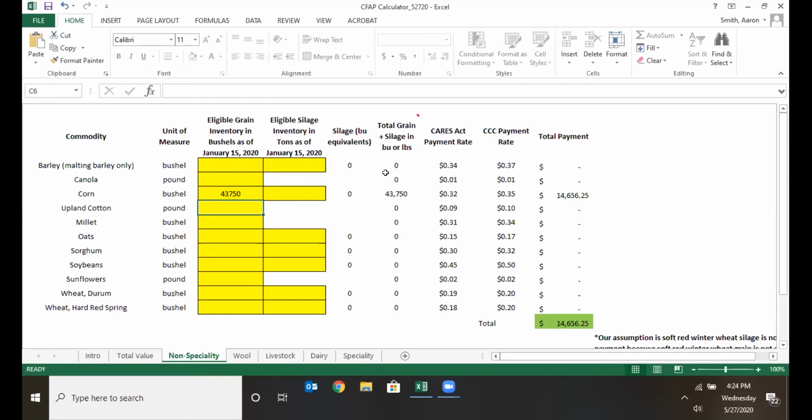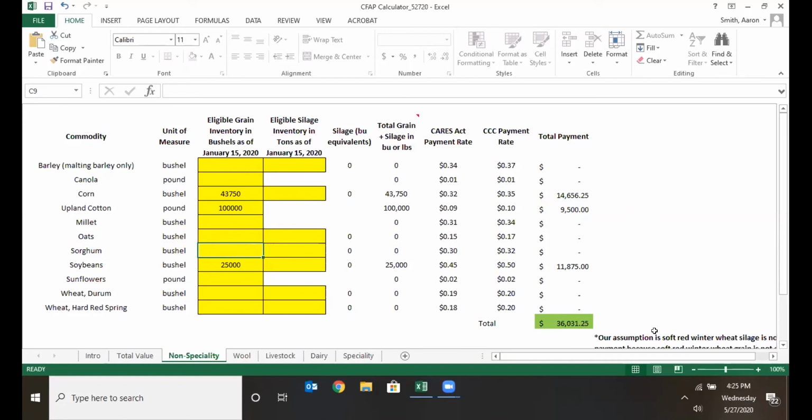Similar to corn, you can punch in your cotton number. Assuming 100,000 pounds of cotton remaining unpriced as of January 15th, you'll end up getting a payment of $9,500. Again, this is the total payment, so it doesn't factor in that only 80% will be initially paid, but when we go back to the total value, we can estimate that. Punch in a soybean number of 25,000 bushels, and it'll automatically calculate the estimated total payment. So we have our three crops.